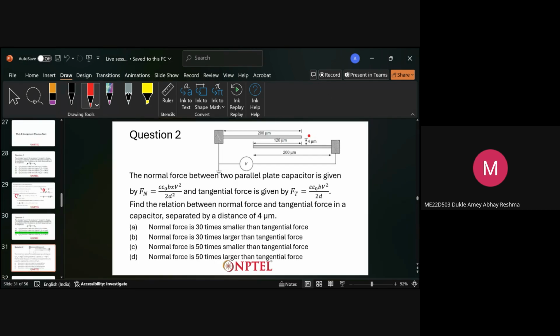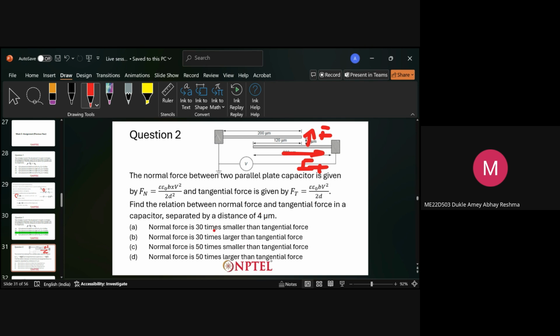So basically normal force is acting in this direction, and transverse force is basically tangential force, acting in this direction. Find the relation between the normal force and tangential force. We have to find the relation between the normal force and the tangential force. So these are the few options.